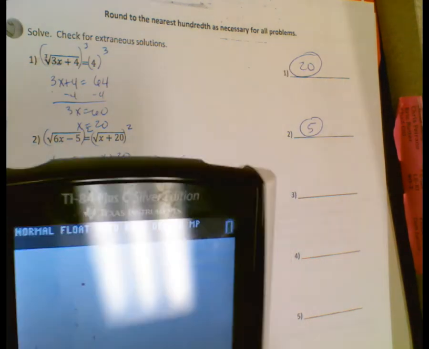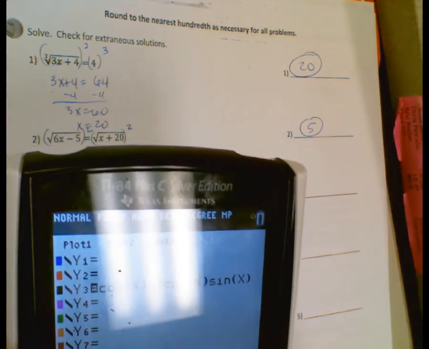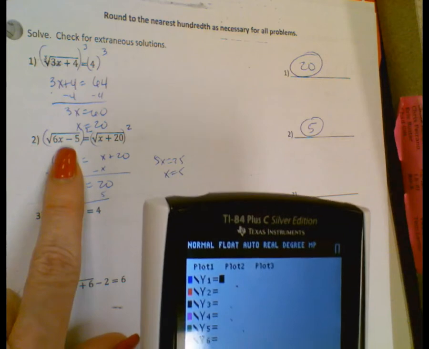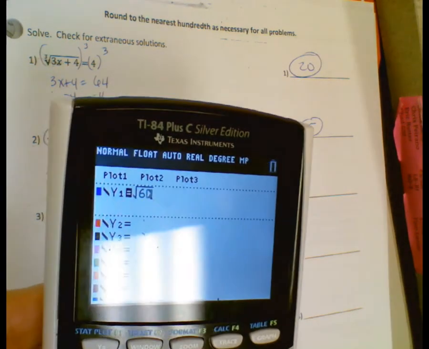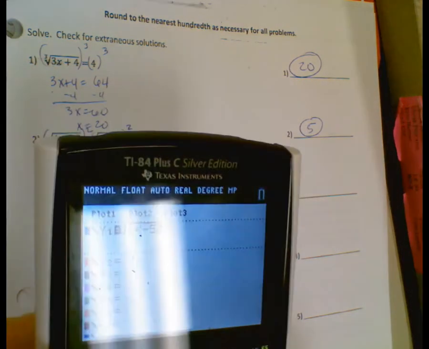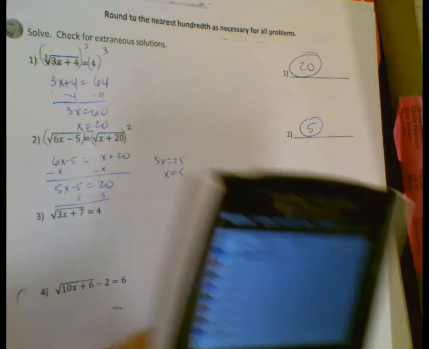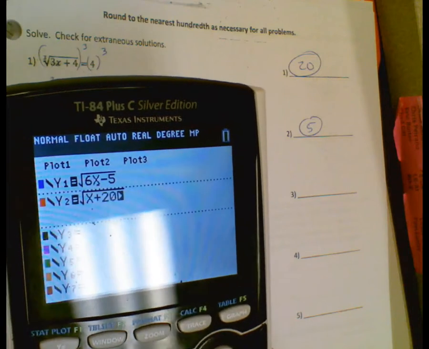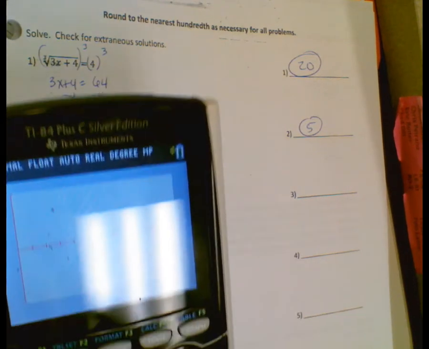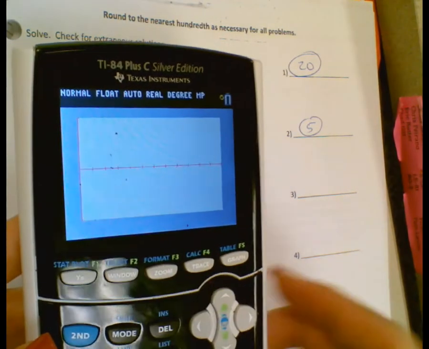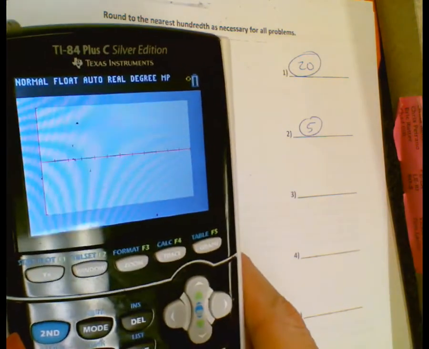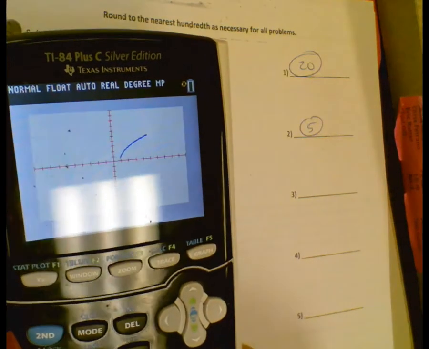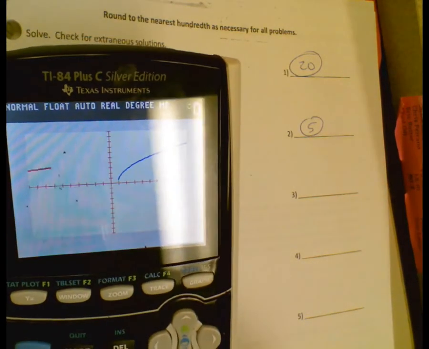So if you're doing it on the calculator, go to Y1, clear everything out. Okay, so in Y1, you want to type in square root of 6x minus 5. Then go to Y2 and type in the right side, which is square root of x plus 20. Then you press graph. Now my graph is messed up right here. Do you see that? It's on a 10 by 10 screen. So to get a normal screen, I'm going to press zoom 6. Now it's a normal screen. So that's the left side, and here comes the right side.